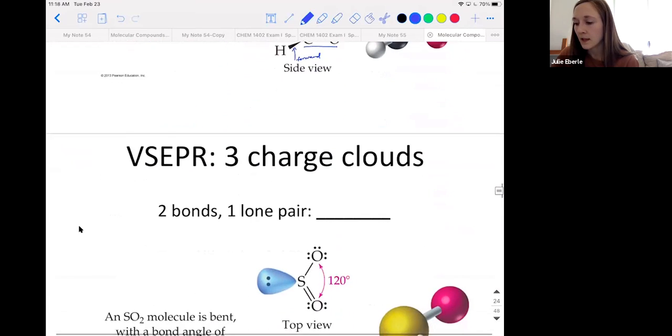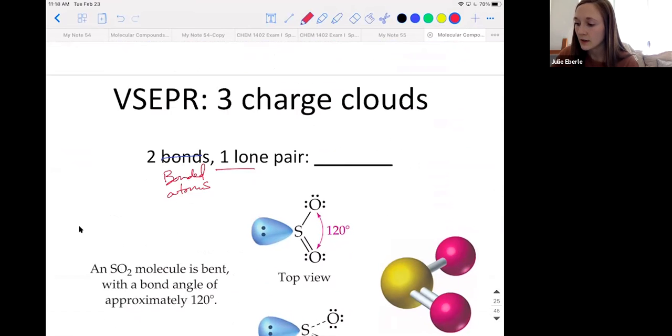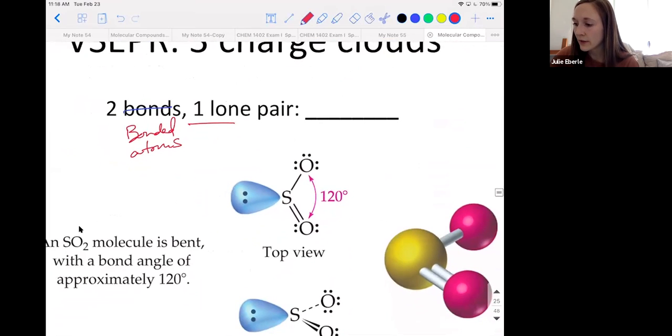All right. Another way you can have 3 charged clouds is 2 bonded atoms and 1 lone pair on your central atom. An example here is sulfur dioxide. And this one, we call the geometry bent. We say that molecule is bent.